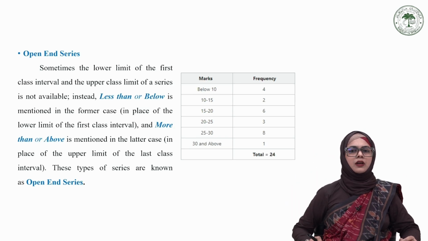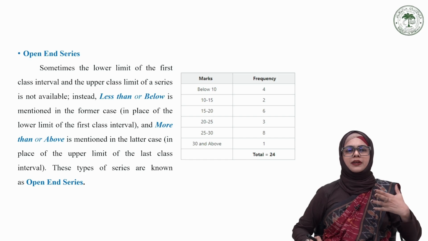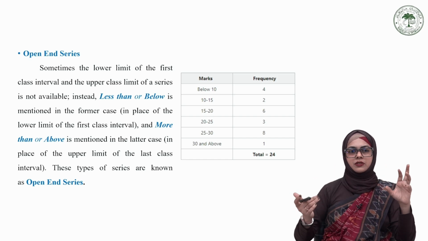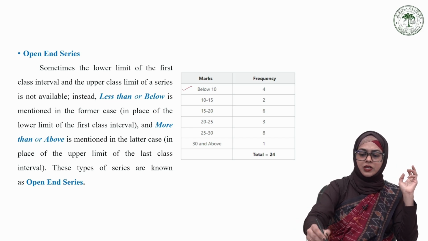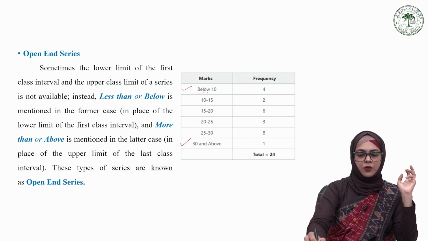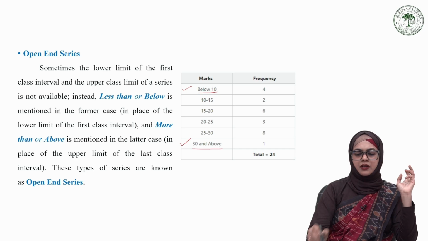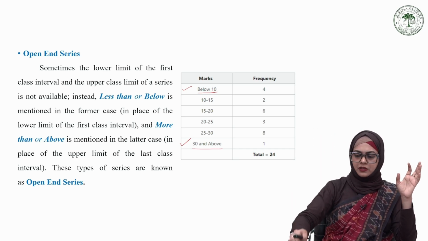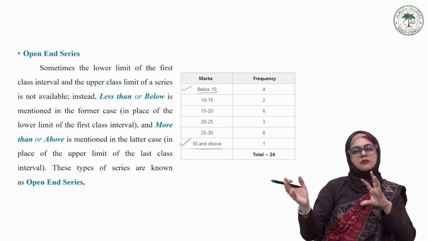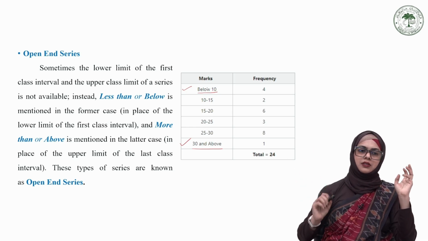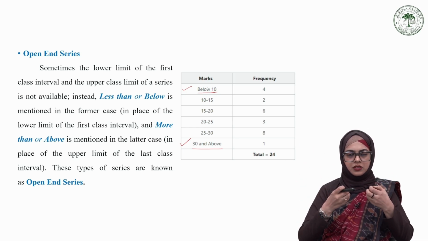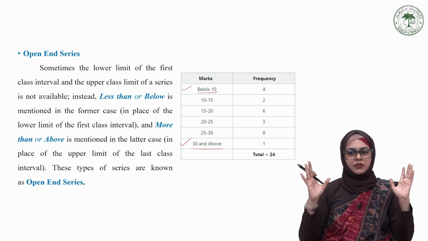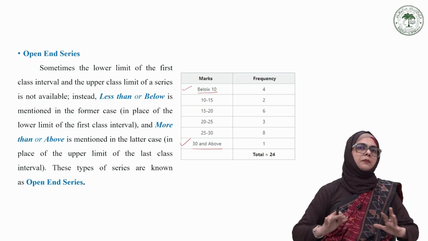Okay. Now, open-end series. Open-end series is where the lower limit of the first class interval or the upper limit of the last class interval is not available. Either you will write below 10 or you will write 30 and above. So any cases that are 30 and above will be grouped in this particular category, and cases below 10 would be grouped under this. This is known as the open-end series. We're opening the prospects of the observations that can be included in it.